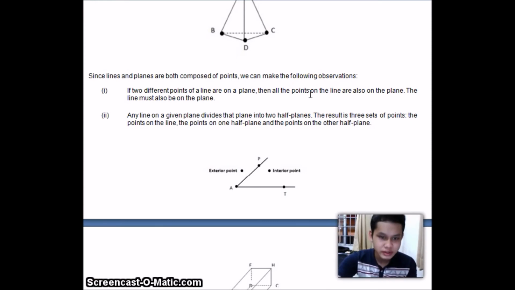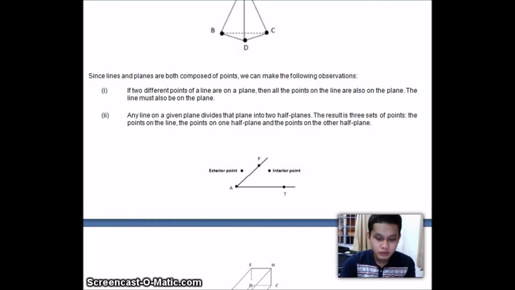Since lines and planes are both composed of points, we can make the following observation. If two different points of a line are on a plane, then all the points on the line are also on the plane. The line must also be on the plane. The meaning of this sentence is, as we know, the plane is made by the joining of many points. So if there are 2 points on the plane, the other points must be on the plane to join the 2 points together to make one line.